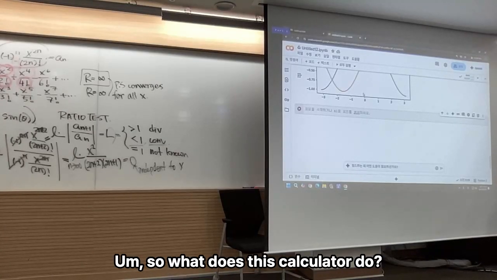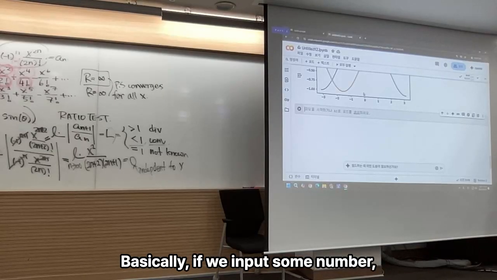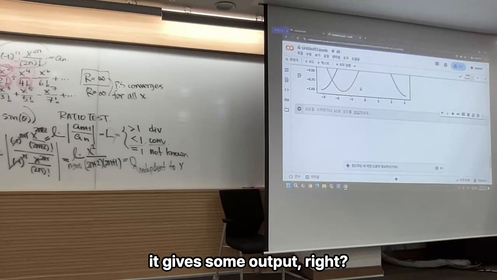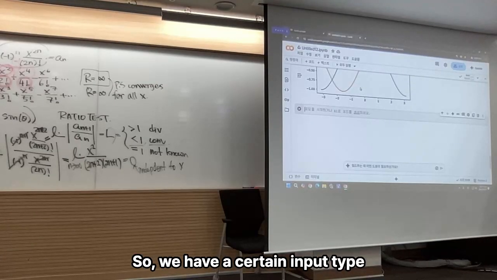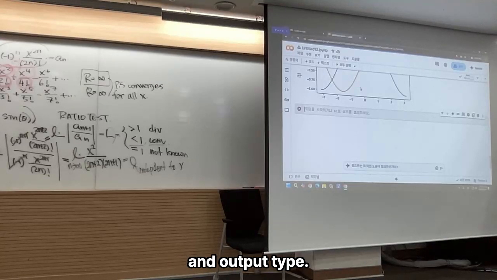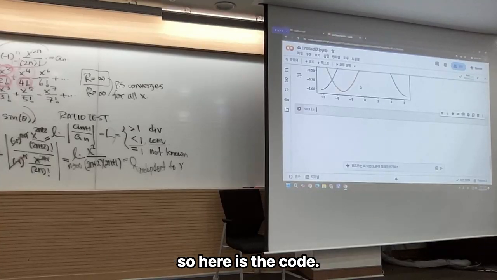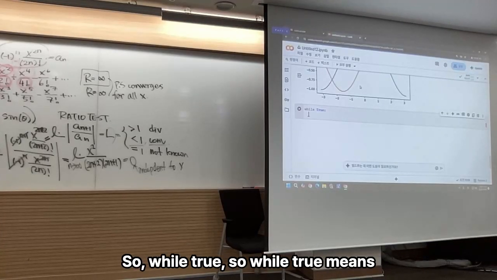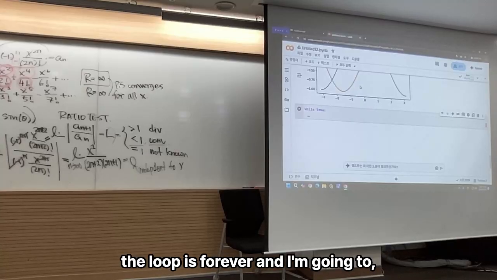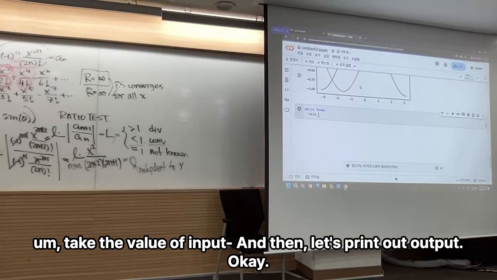So what does this calculator do? Basically, if we input some number, it gives some output, right? So we have a certain input type and output type. We're going to take an input as a string. So here is the code. While True means that it goes forever. The loop is forever. And I'm going to take the value of input, and then print out the output.